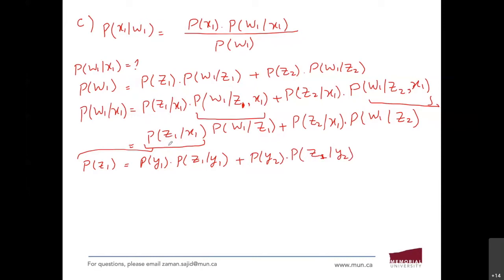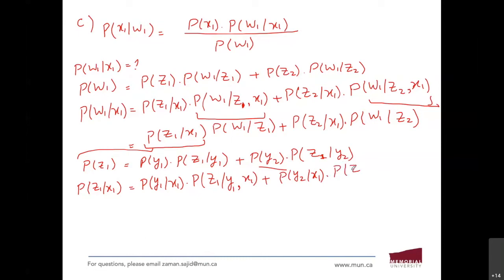Now we wish to find the probability of Z1 based on X1. So this term I can write down as Z1 given that X1. So that should be equal to probability of Y1 given that X1, probability of Z1 given that Y1 and your X1, plus now for this term it will be probability of Y2 given that X1 multiplied by this term here. We have the probability of Z1 given that Y2 and X1.